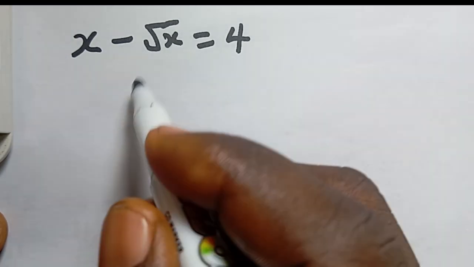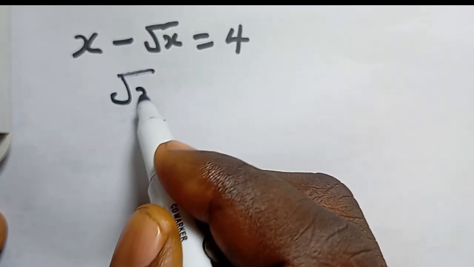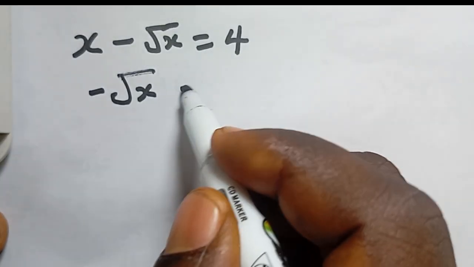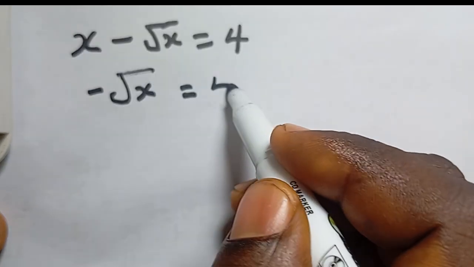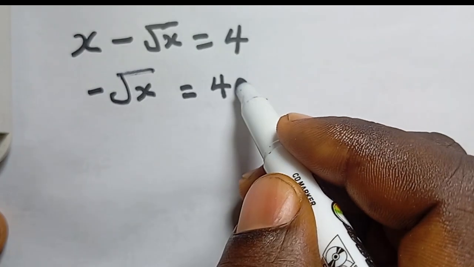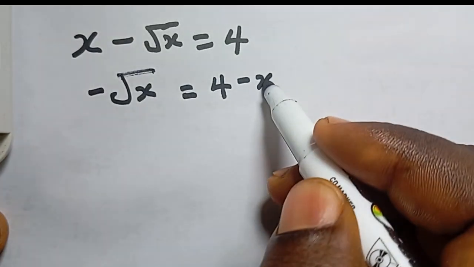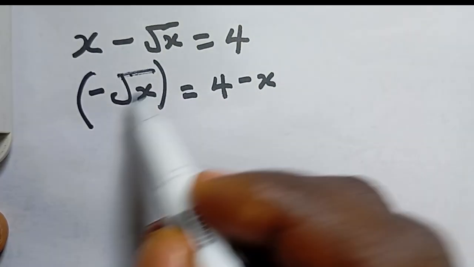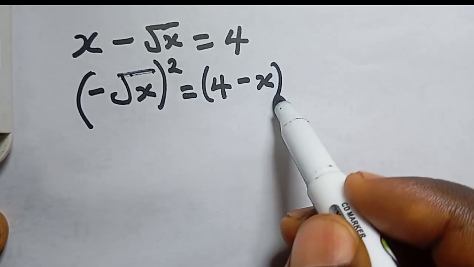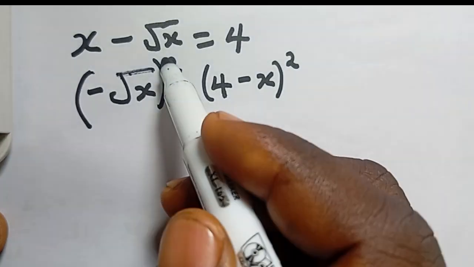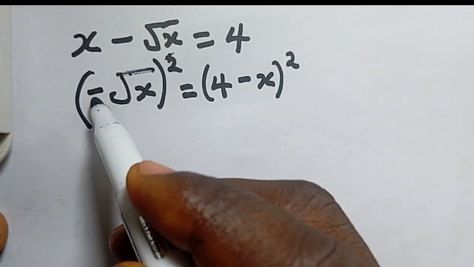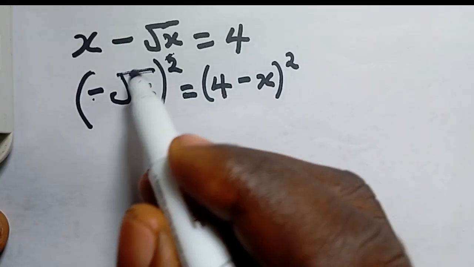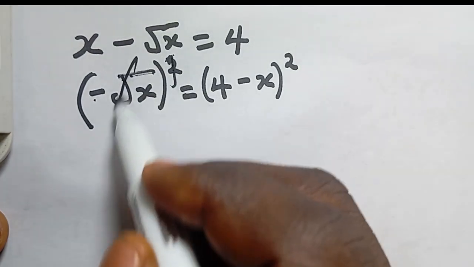We're going to leave the term that contains this radical on this side, and then I will move x to the right-hand side. So this is actually going to be 4 minus x. In order for me to remove this square root, I'm going to square both sides. Minus 1 to the power 2 is positive, and then this cancels this.